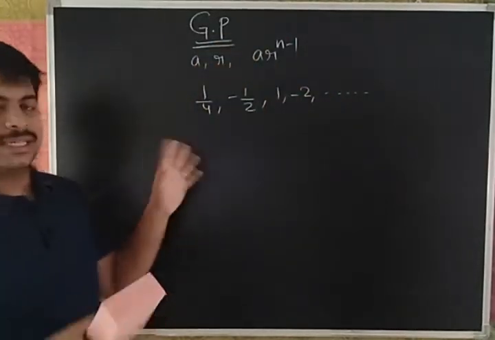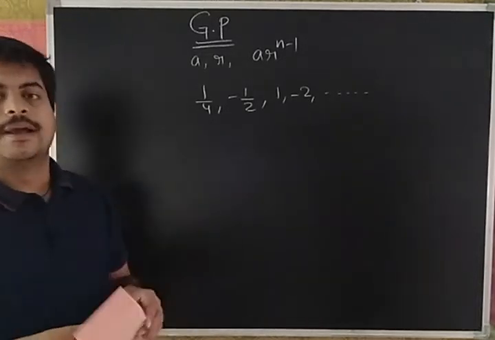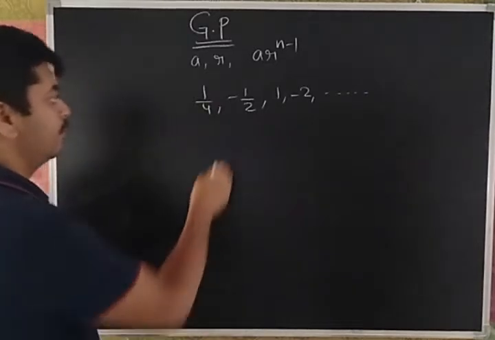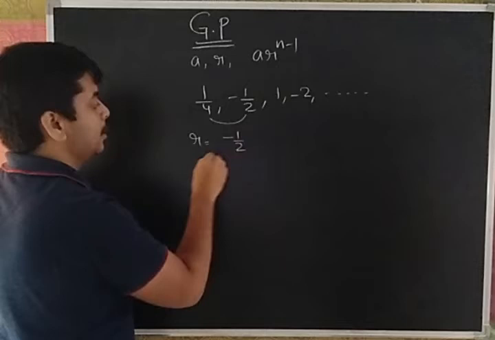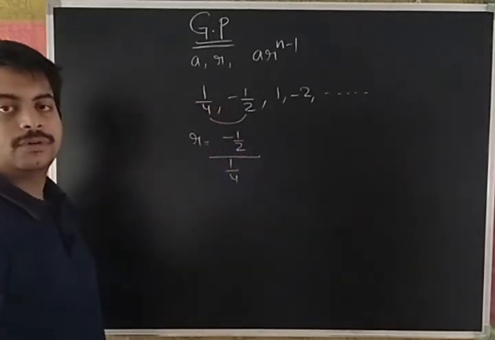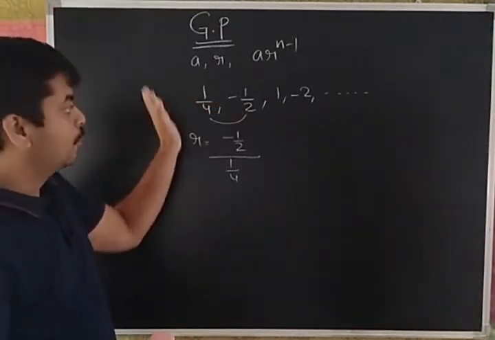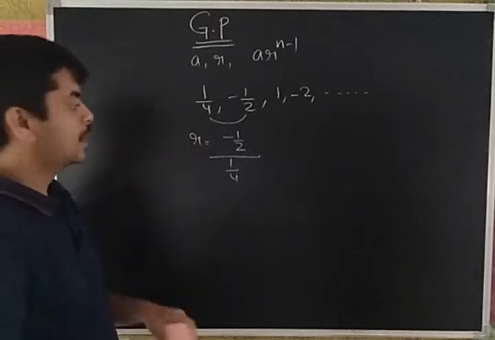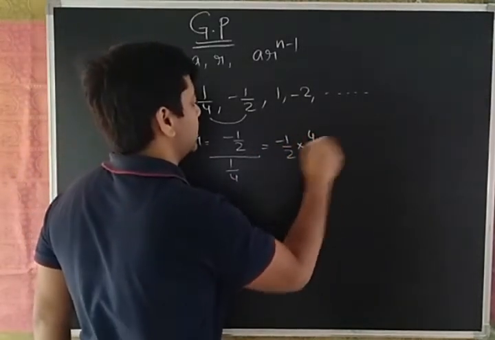First, let us check whether it is in GP or not. How to find whether it is in GP or not? Find the common ratio. R is equal to minus 1 by 2 divided by 1 by 4. Ratio of any two successive terms will give you the common ratio. Don't divide 1 by 4 by minus 1 by 2. Don't go from this direction. Come from that direction. So it is minus 1 by 2 into 4 by 1. So that is minus 2.